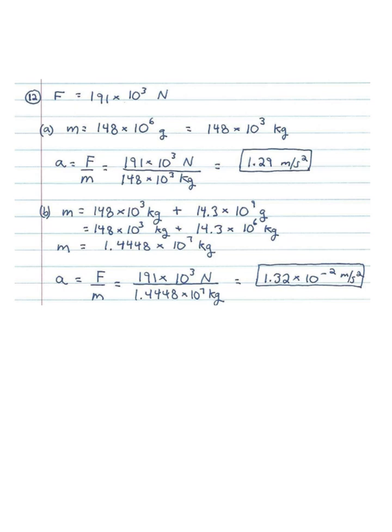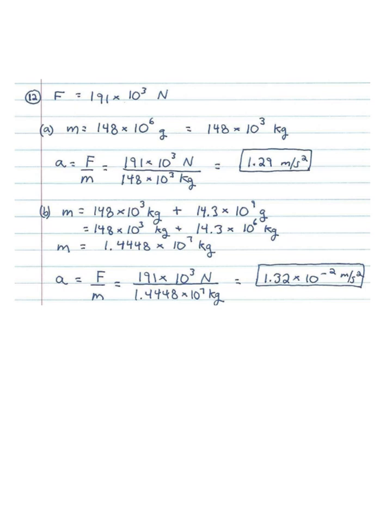A 148 megagram railroad locomotive can exert 191 kilonewton force. At what rate can it accelerate by itself and when pulling a 14.3 gigagram train? Key to this is being mindful of the units. So let's convert them all to kilograms.